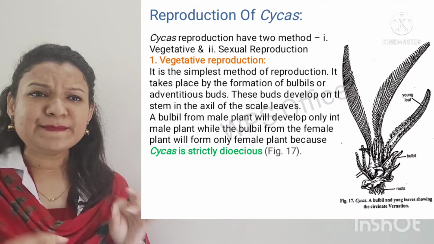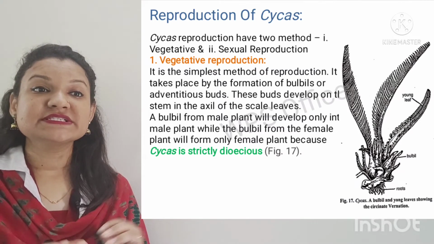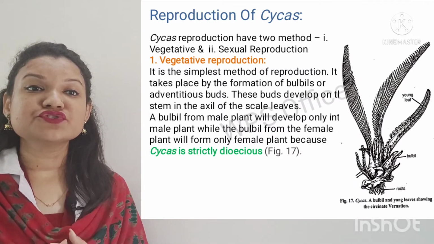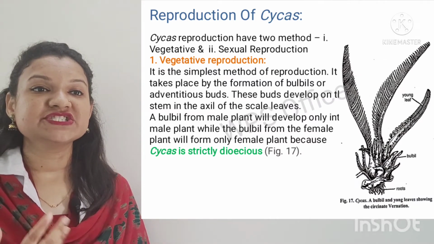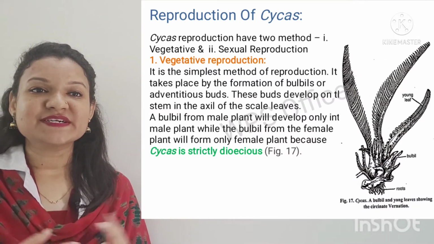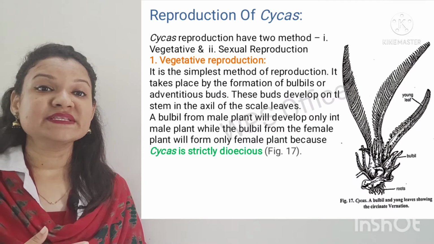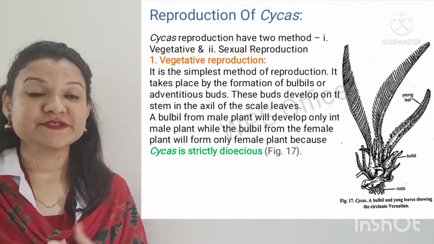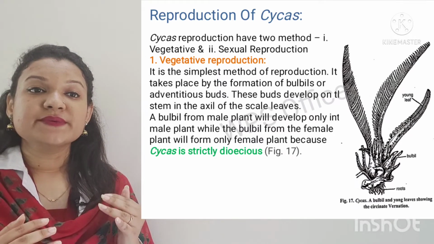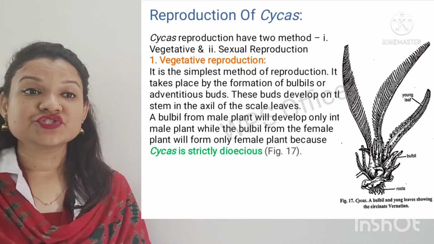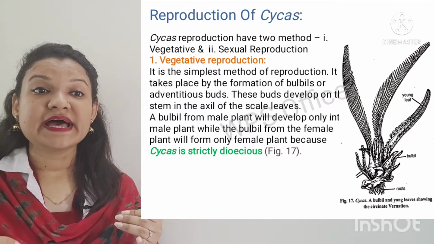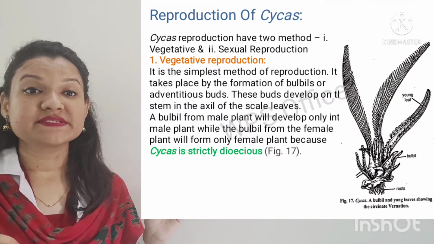It is the simplest method of reproduction. It takes place by the formation of bulbils or adventitious buds. These buds develop on the stem in the axil of the scale leaves. A bulbil is an oval structure broad at the base and pointed at the apex.